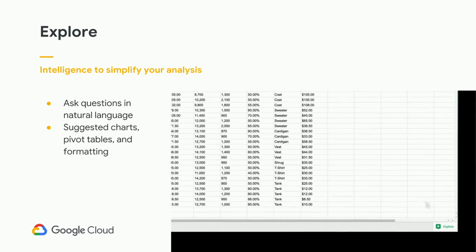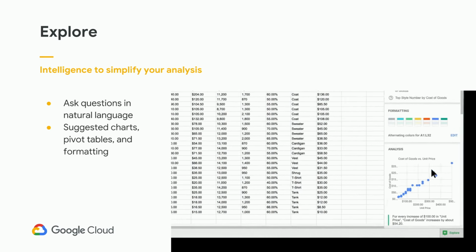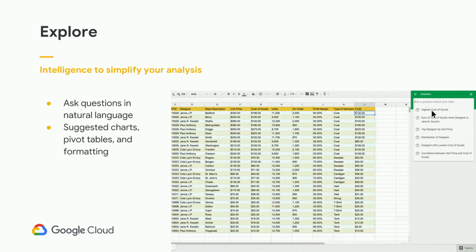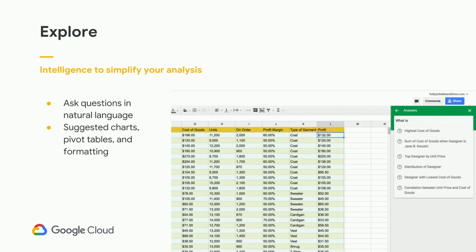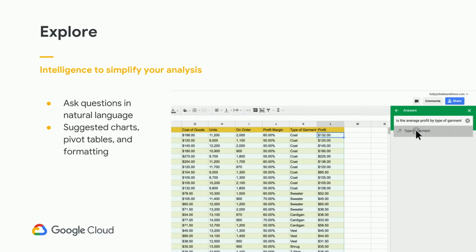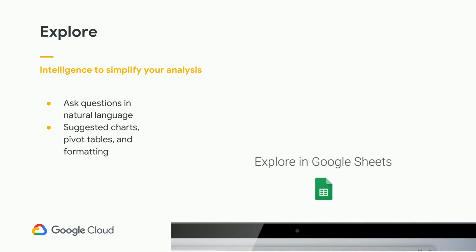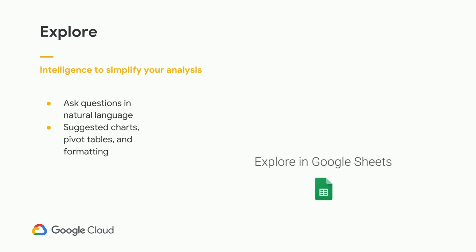Next, I want to talk about Explore. So Explore is bringing intelligence into Sheets. You can think about it as almost like having your own personal analyst built right into Sheets. With Explore, you can ask natural language questions about your data, and it'll give you answers. Explore will suggest charts, it can suggest pivot tables, it can give you formatting suggestions. It's very simple.